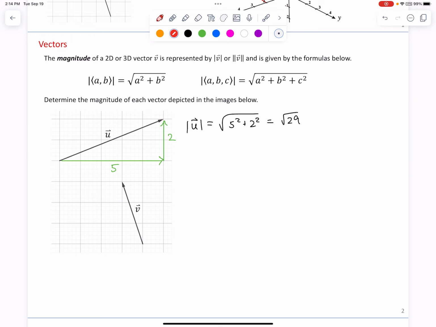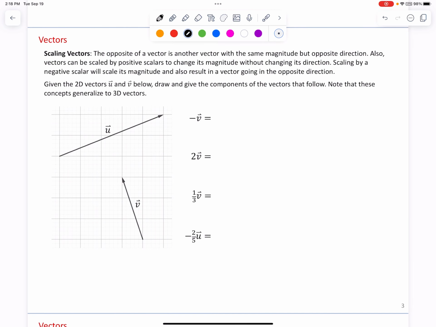For vector v, regardless of where the tail is, from the tail we would go left 1 unit and then up 3 units. So its components would be -1, 3, and its magnitude will be found by using the Pythagorean theorem. The magnitude of v will be the square root of, and then square the components and add them together. Notice the fact that the first component is negative has no effect, because when it gets squared, it's as if it was positive. And we get the square root of 10 for the magnitude of vector v. Let's go to the next page.